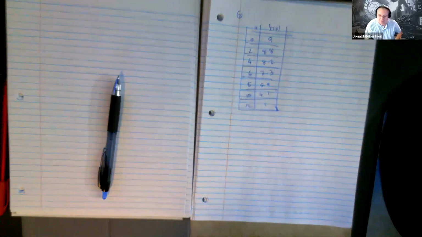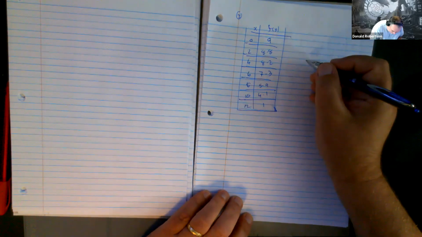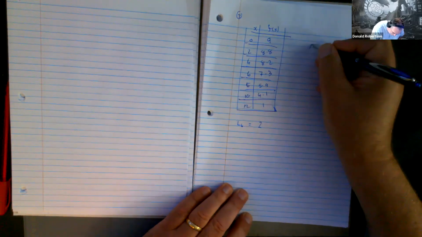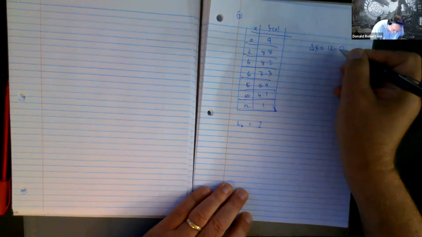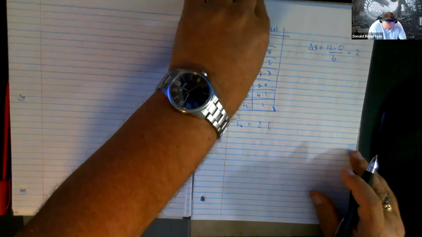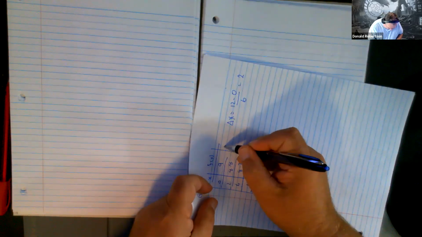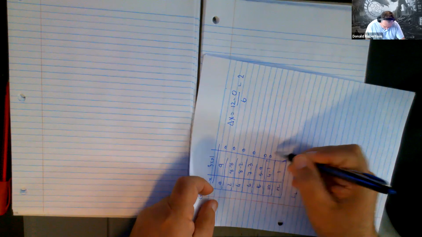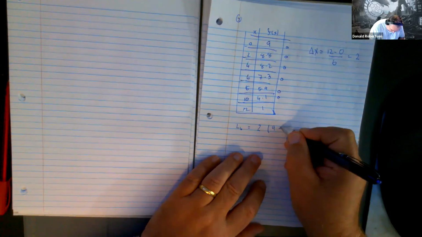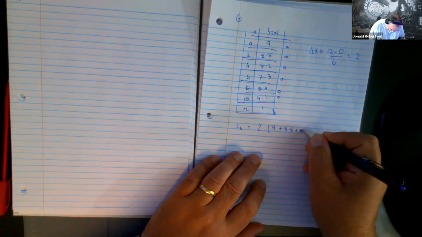I think you all know this is not my favorite part of this topic, but it's important, so I need to do it. We're going to do L6. So that's going to be delta x, which is 2. Oh, and by the way, I got delta x by taking the start, take away the finish, and dividing it by 6 strips. So it's going to be delta x times, if you're doing the left one, and this is on its side, it's going to be these guys. The 6L. So it's going to be a 9, add an 8.8, add an 8.2, a 7.3, a 5.9, and finish with a 4.1.